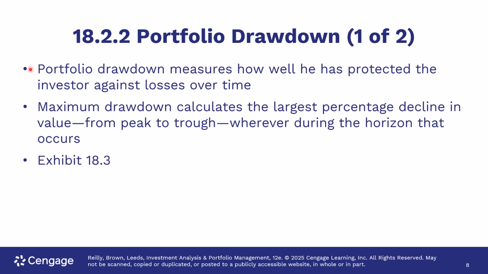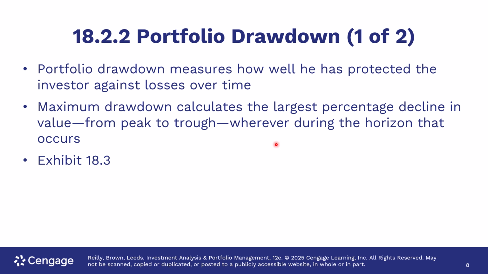Okay, so one way people measure performance amongst investment portfolios is this thing called the portfolio drawdown. The portfolio drawdown measures how well the investor protected the portfolio against losses over time. The maximum drawdown calculates the largest percentage decline in value from peak to trough during some time horizon, wherever that time horizon is.